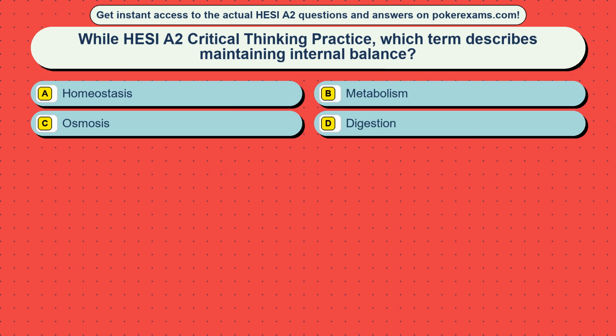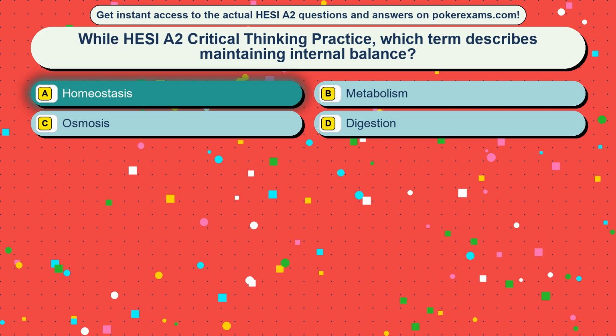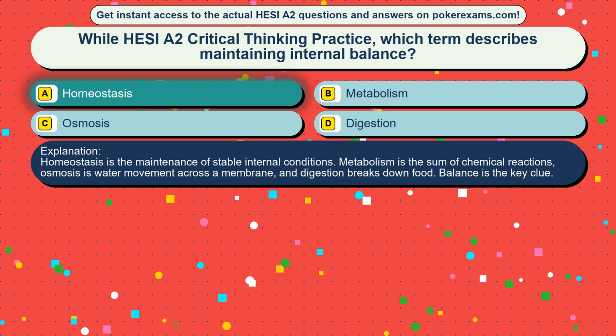Question 37. While HESI A2 critical thinking practice, which term describes maintaining internal balance? Option A, homeostasis, option B, the metabolism, option C, osmosis, option D, digestion. The correct answer is option A, homeostasis. Homeostasis is the maintenance of stable internal conditions. Metabolism is the sum of chemical reactions, osmosis is water movement across a membrane, and digestion breaks down food.